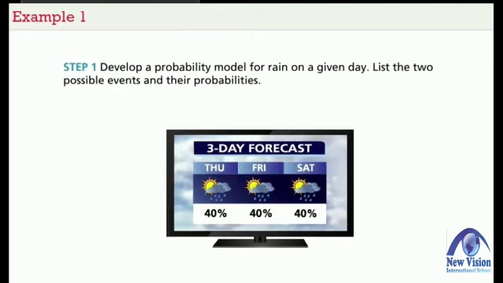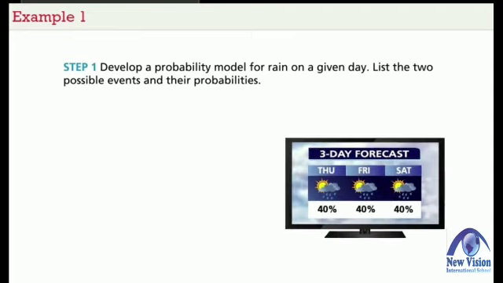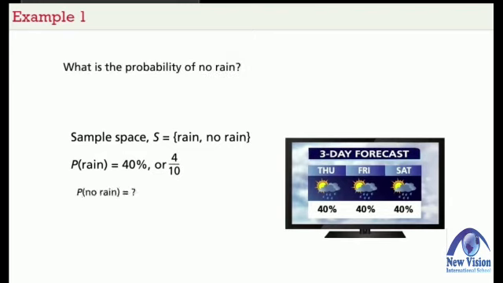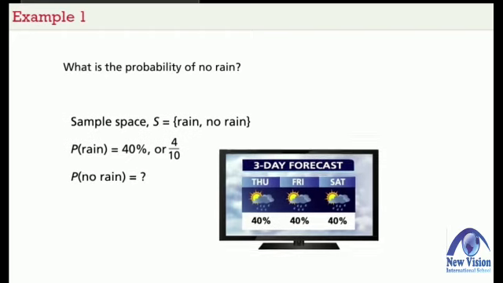To begin, let's develop a probability model for rain on a given day. List the two possible events and their probabilities. The sample space, S, is rain and no rain. The probability of rain is 40%, or 4/10. What is the probability of no rain?